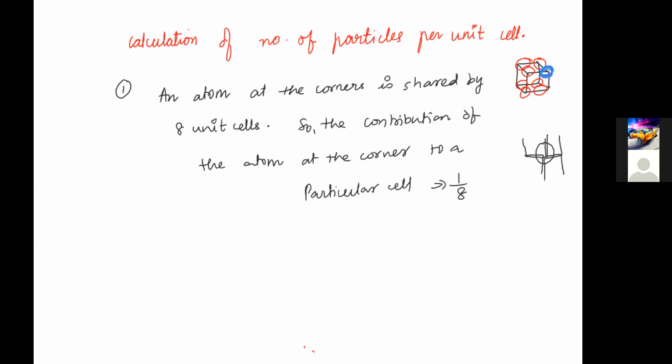I hope you understood. So you can see that this atom is contributing to 4, and the other half of the atom is going to contribute to 4 more just behind it. So one particular atom is shared by 8 unit cells. For one unit cell, the contribution is only 1 part of the 8 parts.